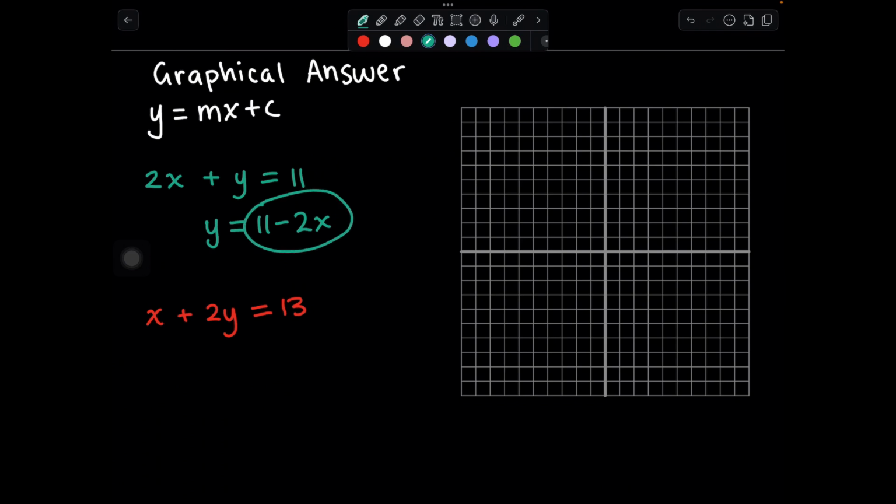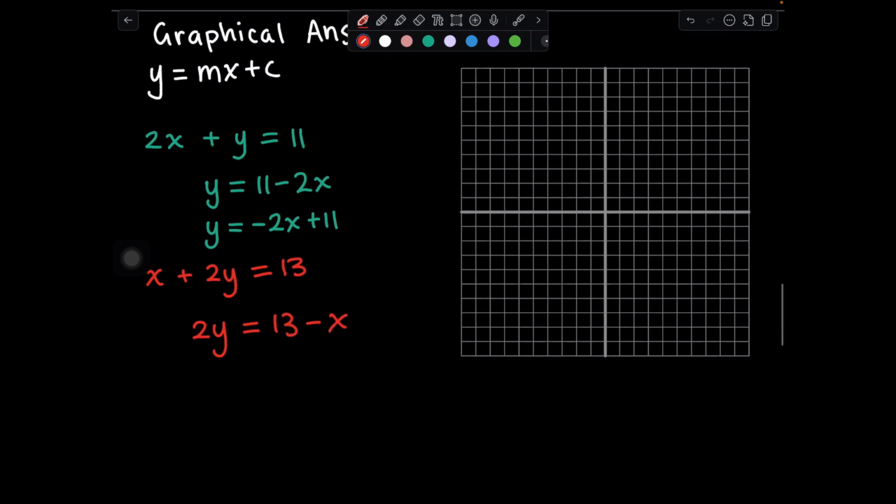I can change the order of these two and just write the negative 2x at the front and write the positive 11 at the back. And I hope you can see how this is our y-intercept of 11 and this is our gradient of negative 2. And we can do the same thing with our second equation as well. So if I move this x to the other side, because remember we want to get our y by itself, I can minus it to the other side, and that gives me 2y is equal to 13 minus x. And then finally, I can divide both sides by 2 to get the y by itself.